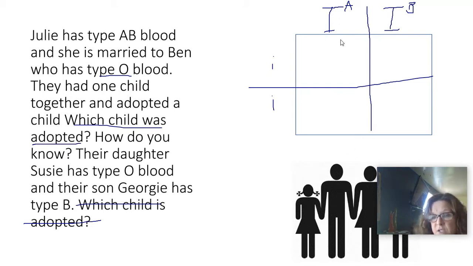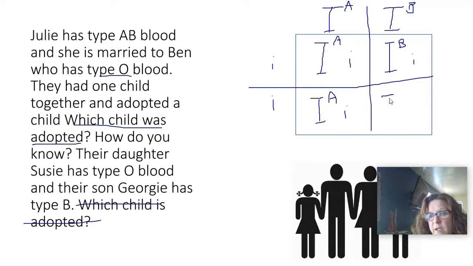Okay, so let's just do their Punnett square and see what's the possibility. So there's the A from Julie and the recessive allele from Ben. Now here, Julie could give a B and Ben could give his recessive allele. And the same sort of situation here, actually exactly the same, Julie giving an A, Ben giving a recessive allele. Here, Julie giving a B, and Ben giving a recessive allele.